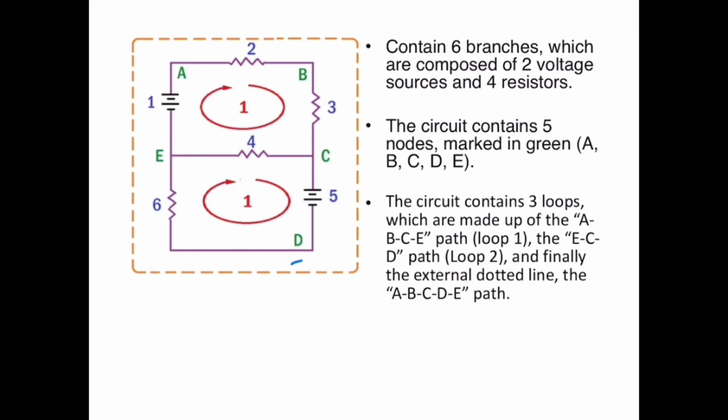The first loop is A, B, C, E, then E, C, D, E, then A, B. Loop 1 and loop 2 can be called mesh 1 and mesh 2 because they are the smallest ones.